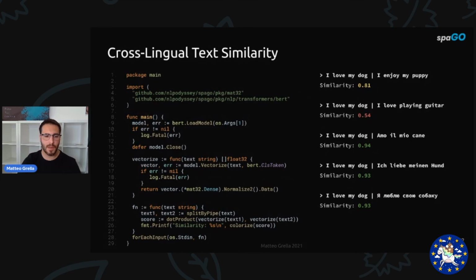Cross-lingual text similarity. You can make FAQ, you can make a lot of tasks with this. And it also expresses really clearly how a neural model can reason with text. Basically, the model has to transform your text into a mathematical representation, in our case, a slice of float32. And then we split our input by pipe, and we use the dot product, which together with the normalization reflects the cosine similarity. Cosine similarity is a way to measure the angle between two vectors, and it's a sort of similarity measure.